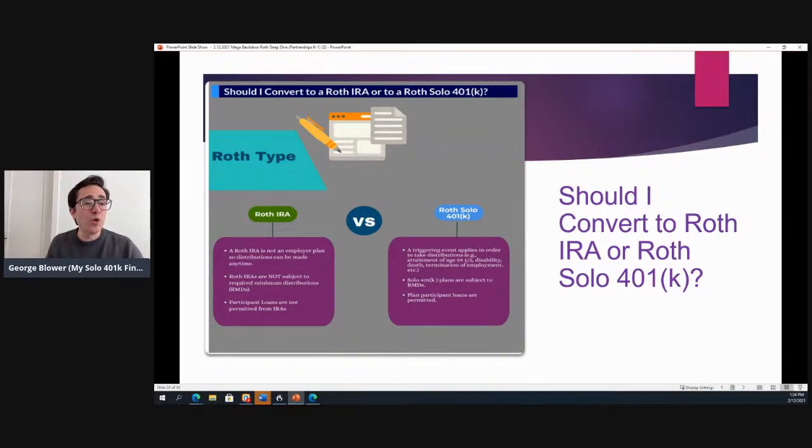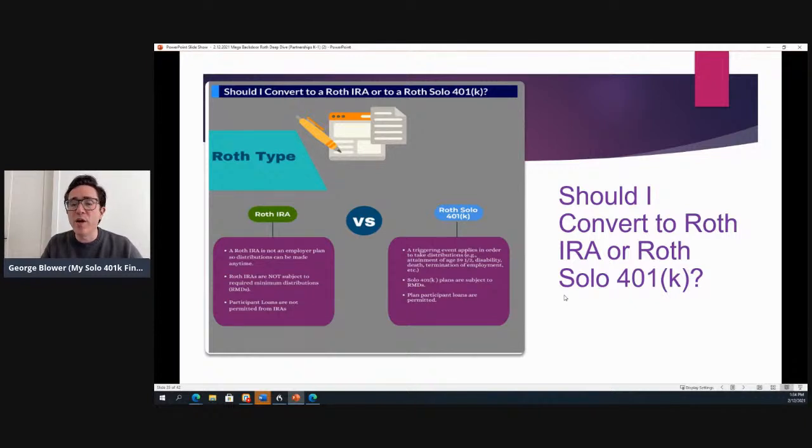So thank you for those good questions. Please don't hesitate to keep asking questions. We're going to keep going through these slides. So here, now we've got some information about should I convert to a Roth IRA or a Roth Solo 401k. So let's look at some of the differences.